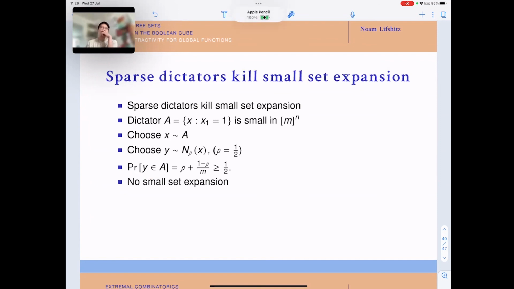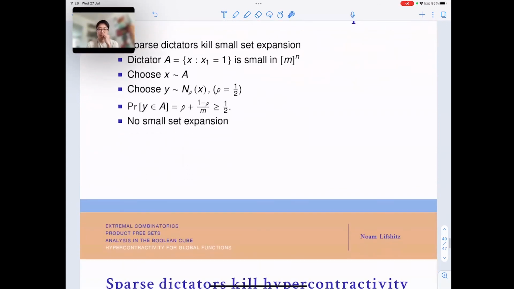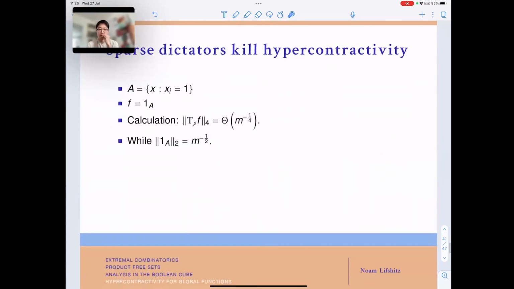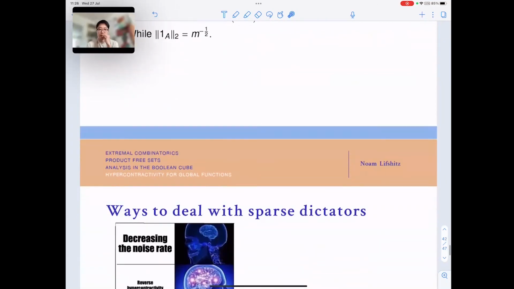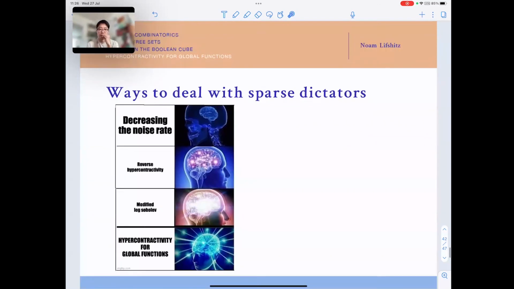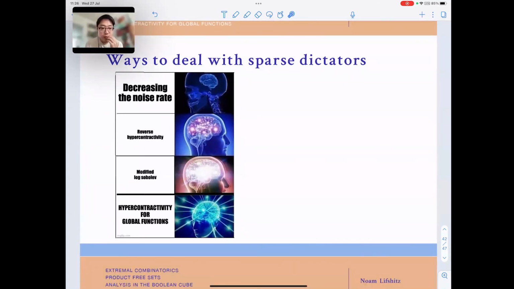In the Boolean cube, it was the same thing: the probability that y was in A was large, but A wasn't small. So the difference is that the dictators here are sparse. And you can make calculations that dictators kill hypercontractivity. The traditional way of dealing with hypercontractivity was to decrease the noise rate. Instead of talking about T rho when rho is a constant, they talked about rho very close to 0. And it turns out that such a theorem is not very effective.